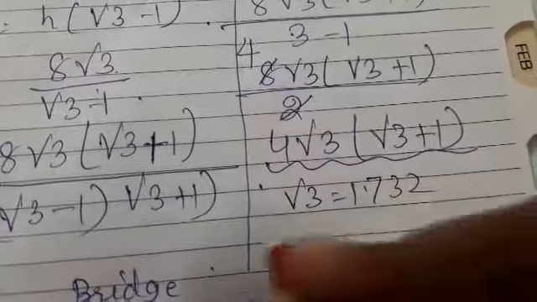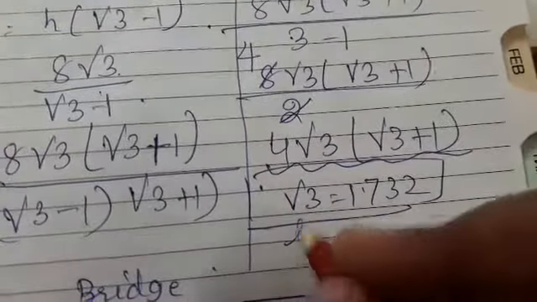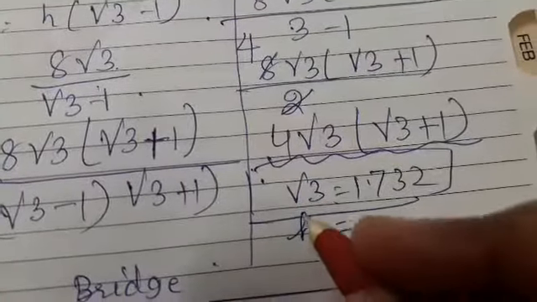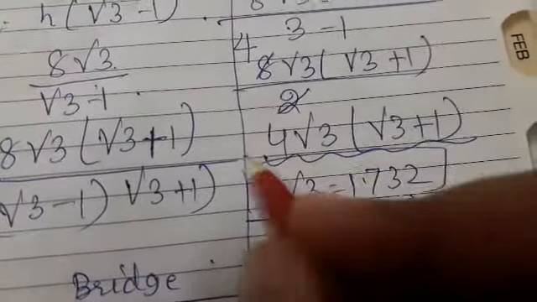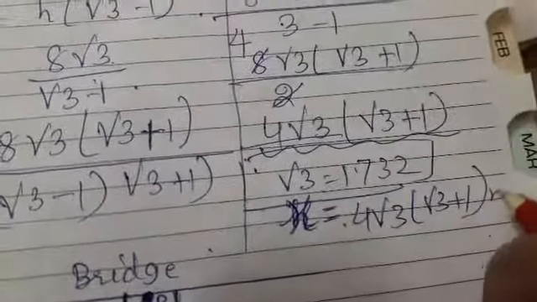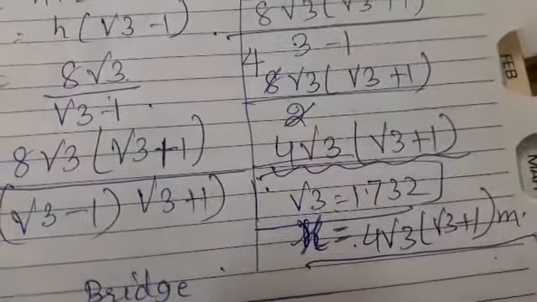That will give you the final answer for h, right? Now you know that h is equal to x, so therefore x will also be equal to the same answer, that is 4 root 3 (root 3 plus 1) meters. So I hope the question is clear to you.